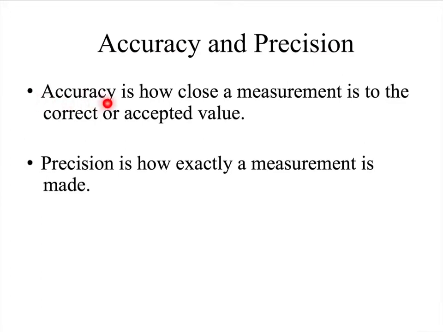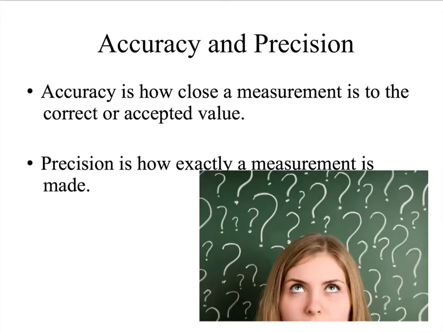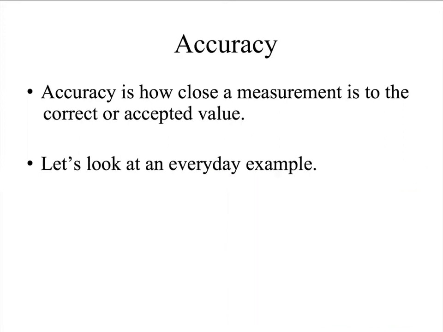So first, accuracy is how close a measurement is to the correct or accepted value. And precision is how exactly a measurement is made. So what does that really mean? You might be wondering what in the world those mean. Right now they're just a bunch of words. So let's take a look at accuracy again. When we say accuracy is how close a measurement is to the correct or accepted value, we're going to look at an everyday example first.